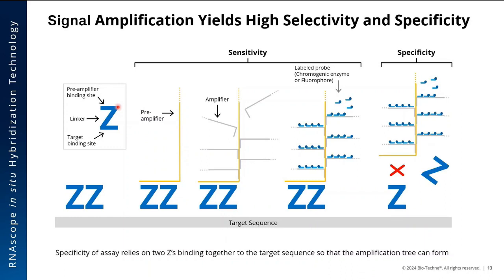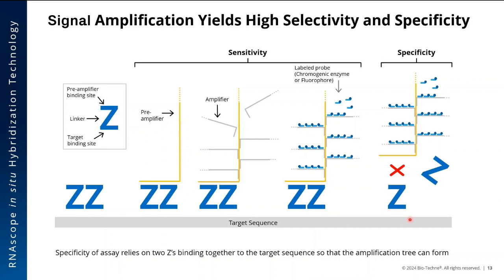Once the ZZ pairs bind to the target sequence, the preamplifier binds to the top of the ZZ pairs, and to these binds the amplifiers. Each amplifier can further bind multiple label probes to assemble a branching complex at each ZZ binding site. Label probes can contain either a chromogenic enzyme or a fluorophore to generate a signal detectable under a standard bright field microscope or a fluorescent microscope. The amplification strategy allows for visualization of target RNAs as a single dot, where each dot represents an individual RNA molecule. The specificity of our assay relies on this ZZ pair.